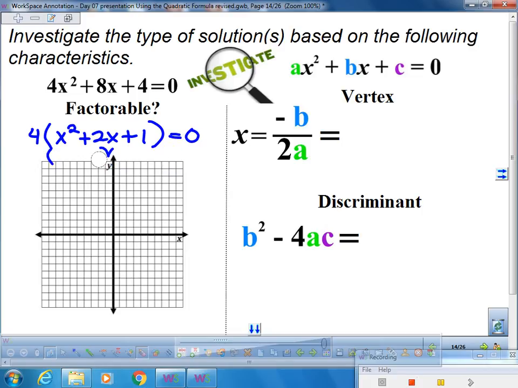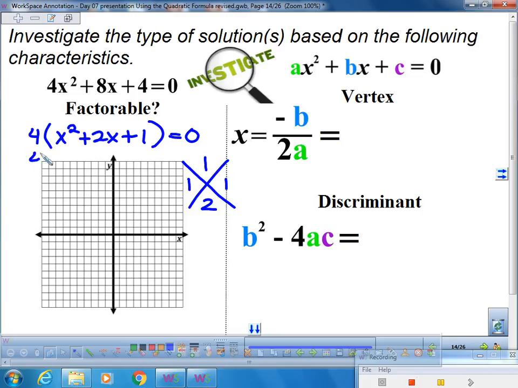Well, where's the x? Ask yourself. So I have 1, and I have 2. Is there something that when I multiply, I get 1, but when I add, I get 2? 1 and 1? Does that work? So it is factorable. It's actually 1 and 1.